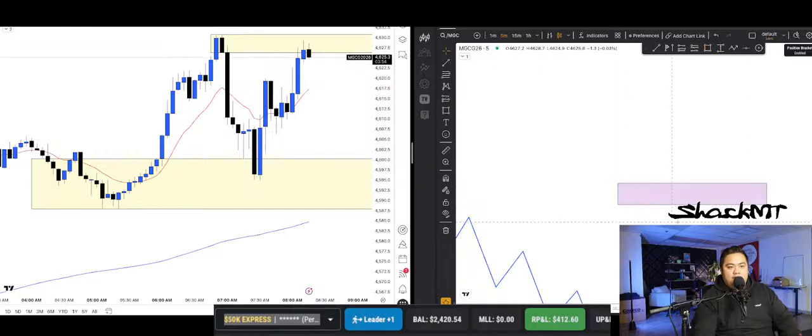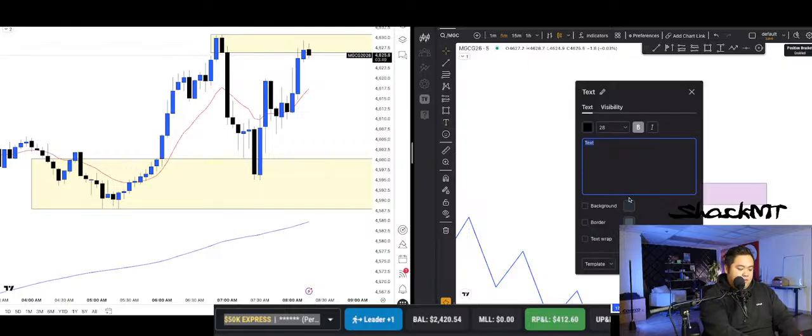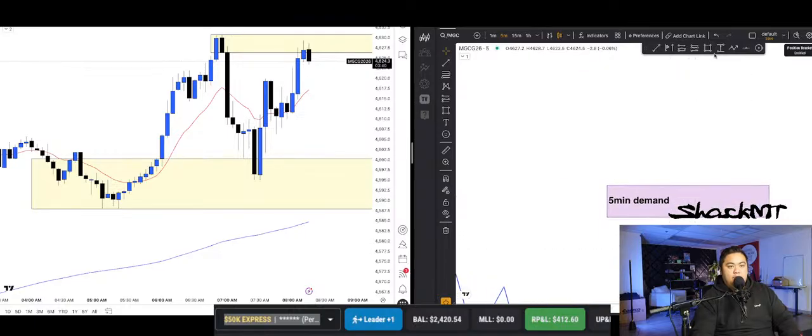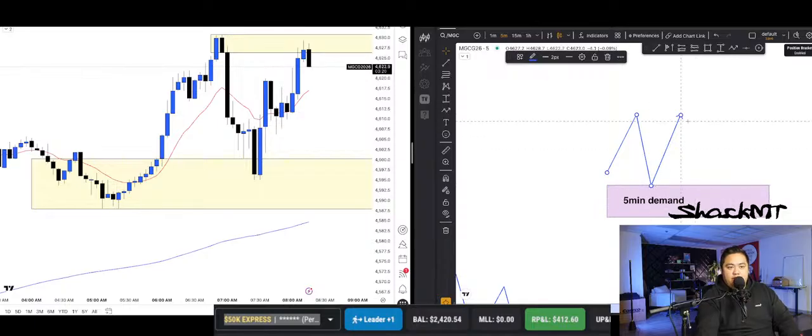So now we're looking at a 5-minute. Okay. This is the 5-minute demand. Now, the break of structure already happened. Now we're going to enter here. Do we enter right in the 5-minute demand and go long? That's an aggressive entry.